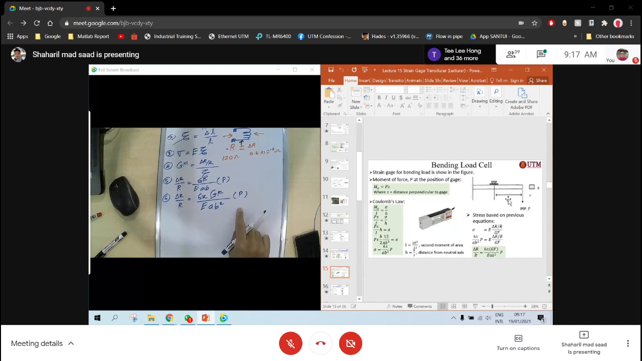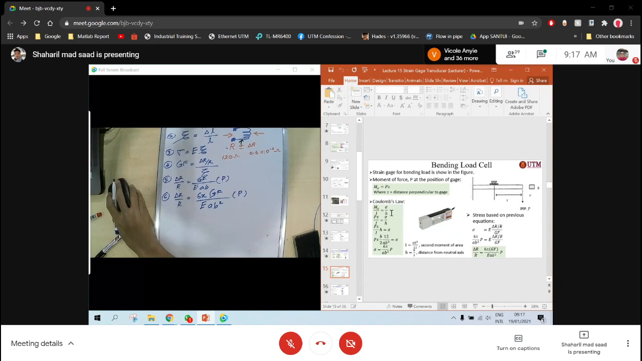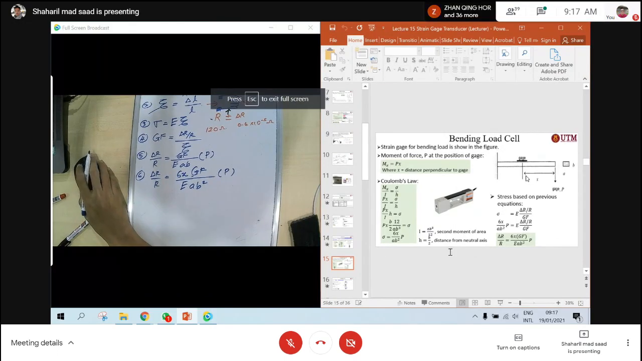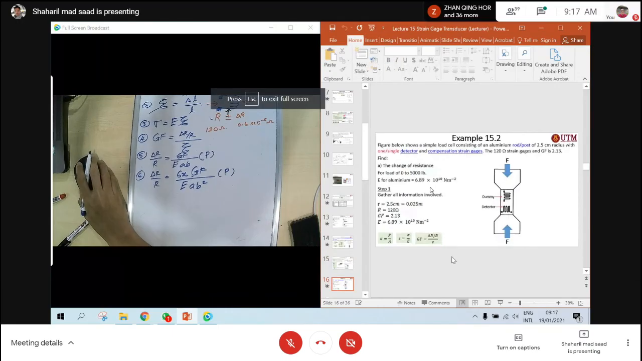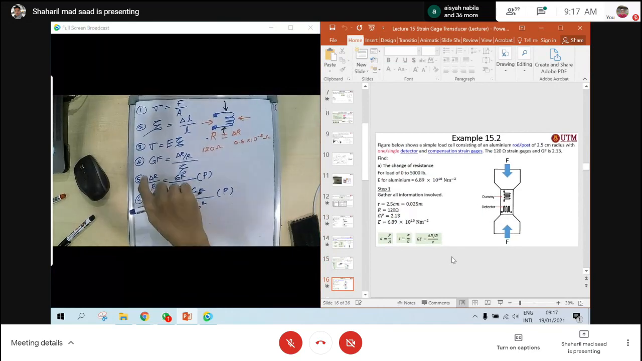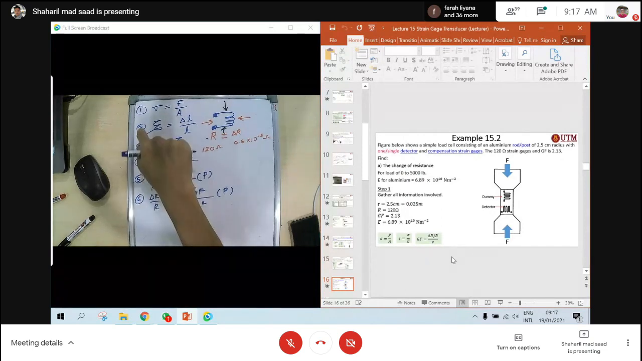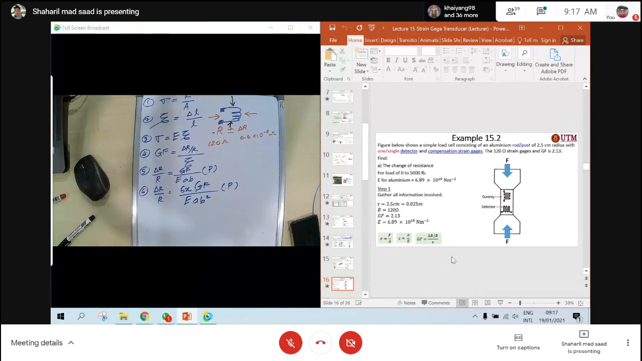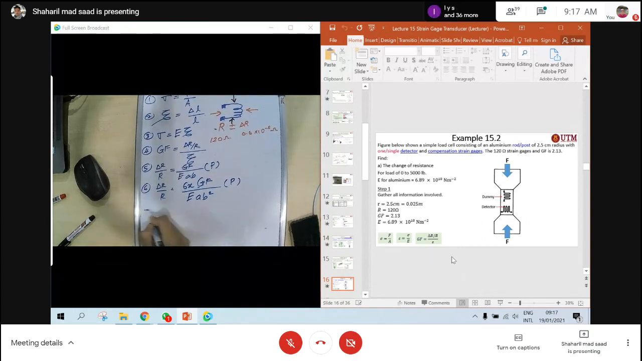Okay, so how to get this formula? I think you can go through all this step by step. Need to find the moment of inertia, distance, and so on. Alright, 1, 2, 3, 4, 5, 6. So 5 and 6 are load cells. 6 is the bending load cell. So how to get this formula? By combination of formulas 1, 3, and 4. Okay, done. Alright, so let's look at example 15.2.